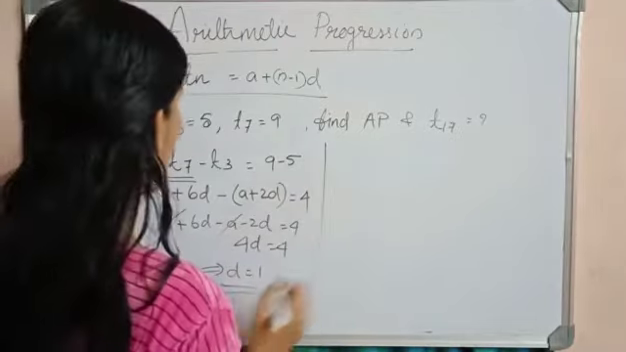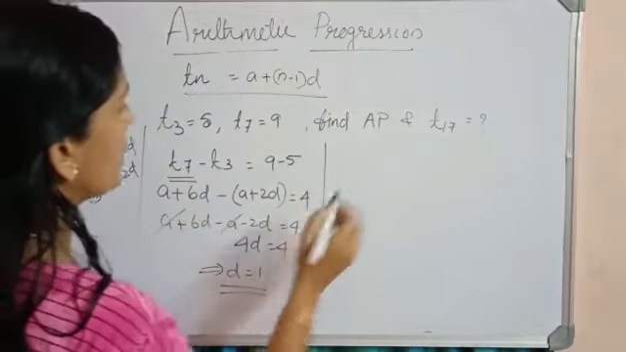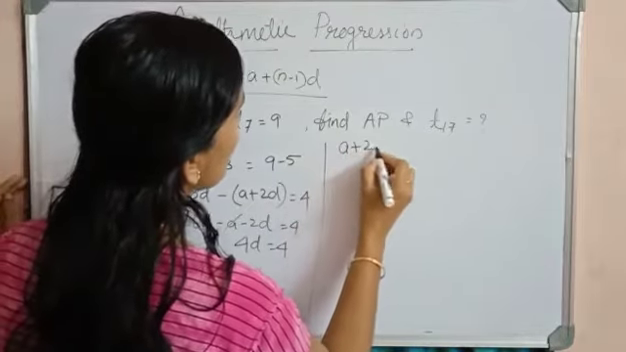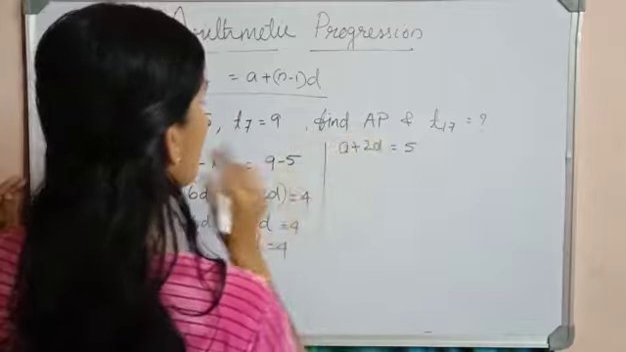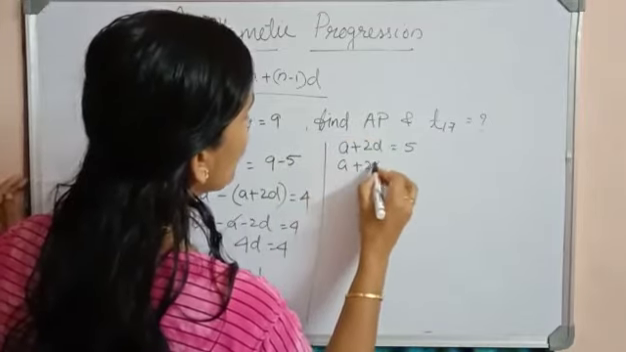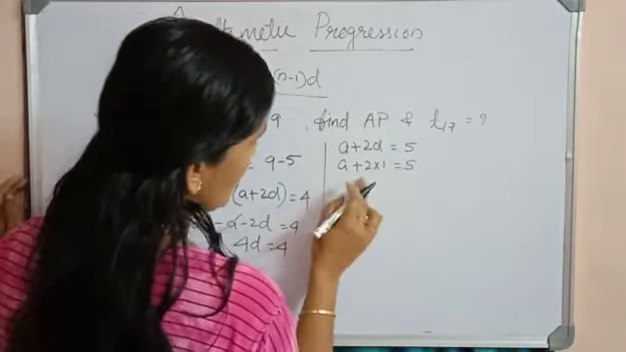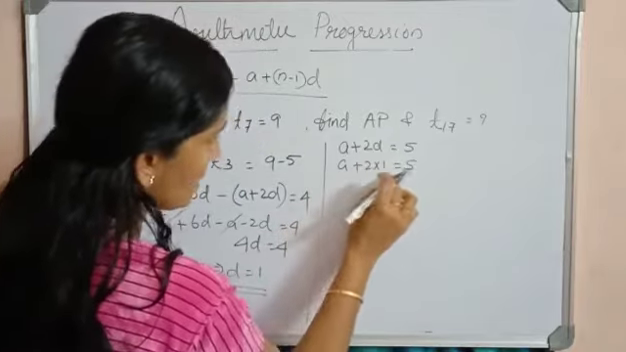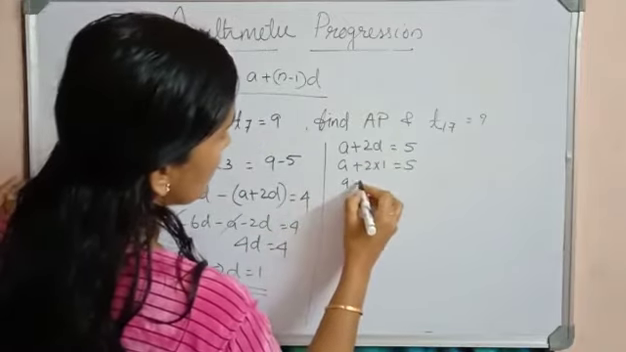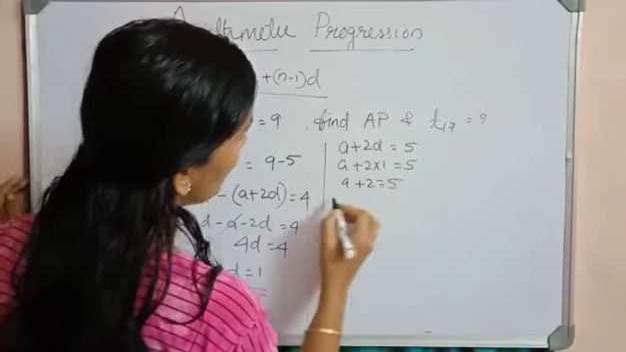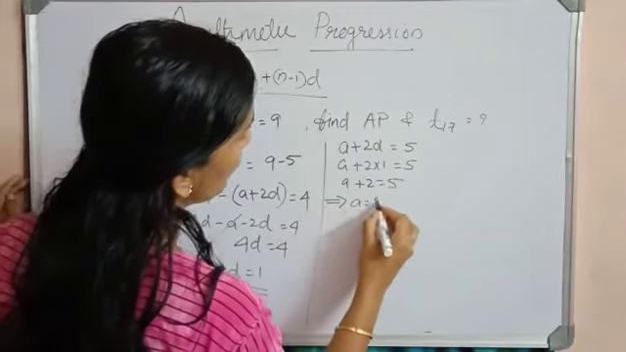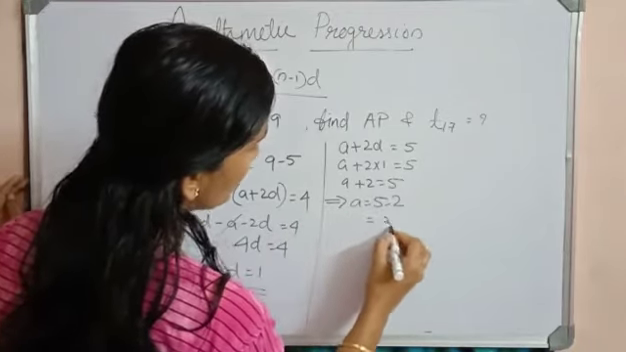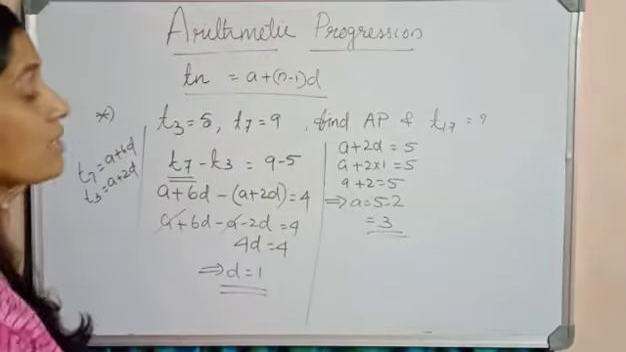Now let's find what is A. Substitute in T3, that is A plus 2D is equal to 5, that is given. A plus 2 into 1 is equal to 5. We are substituting the value of D in this place. You get A plus 2 is equal to 5. That implies A is equal to 5 minus 2, that is equal to 3. So the value of A we are getting as 3.